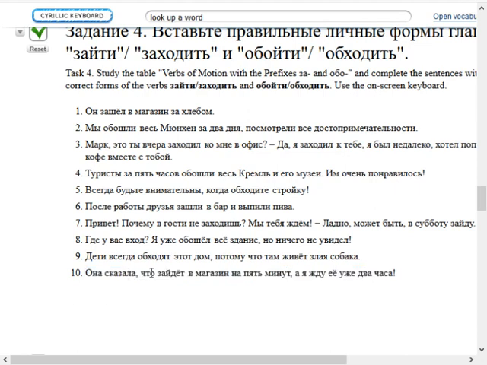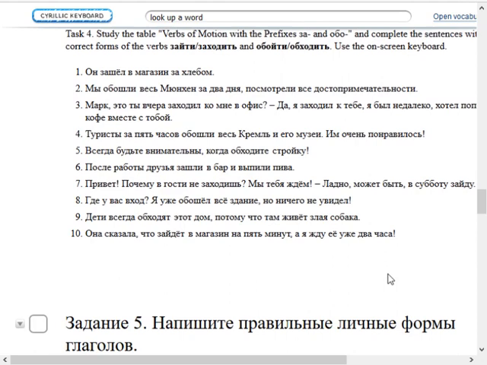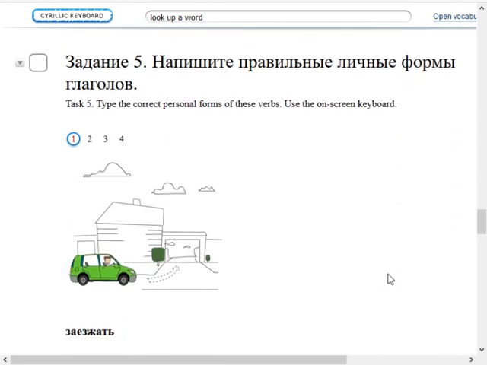She said that she'll go in the store for 5 minutes, but I wait for her already 2 hours. Or in English, she said she would go in the store for 5 minutes, but I've already been waiting for her for 2 hours. Okay, fine.